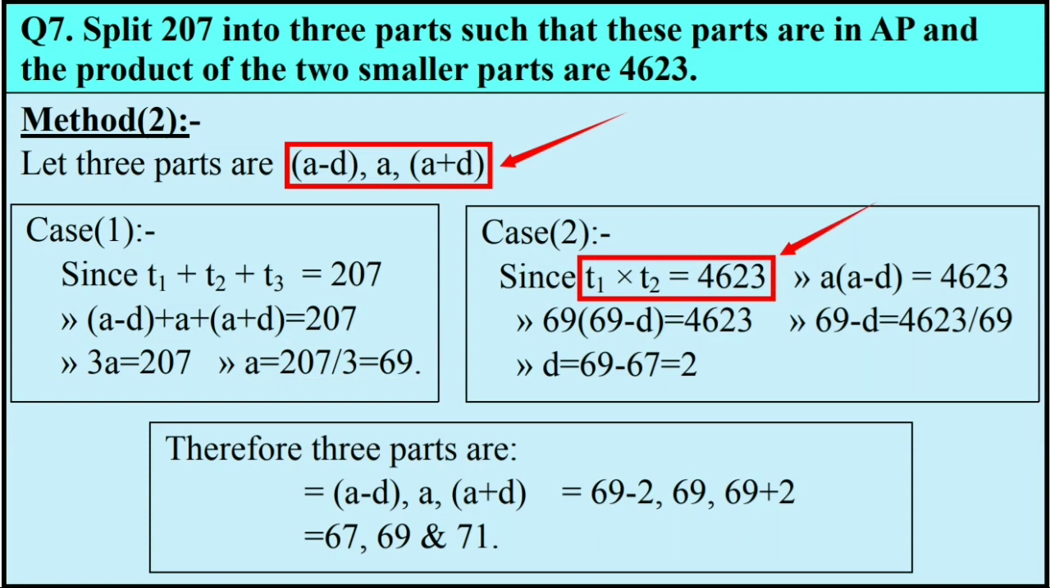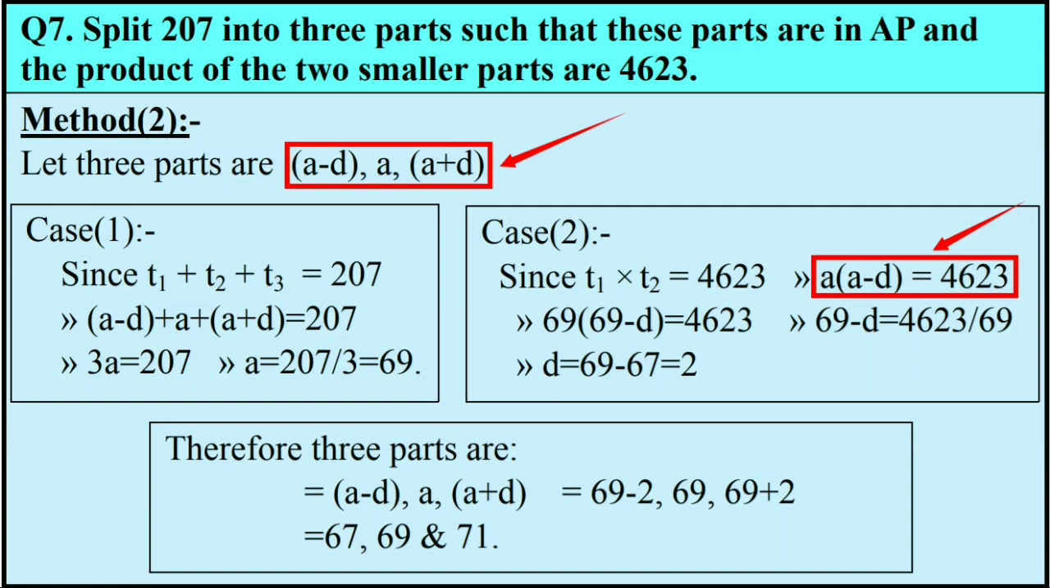Let's observe the second block. According to the question, the product of the first two terms is 4623. Hence T1 multiplied by T2 equals 4623. Observe the next line where T1 is replaced with A minus D and T2 is replaced with A, and the product is equal to 4623. In the next line we replace A with 69 and simplify the equation, and we get the value of D, that comes to 69 minus 67, and that is 2.